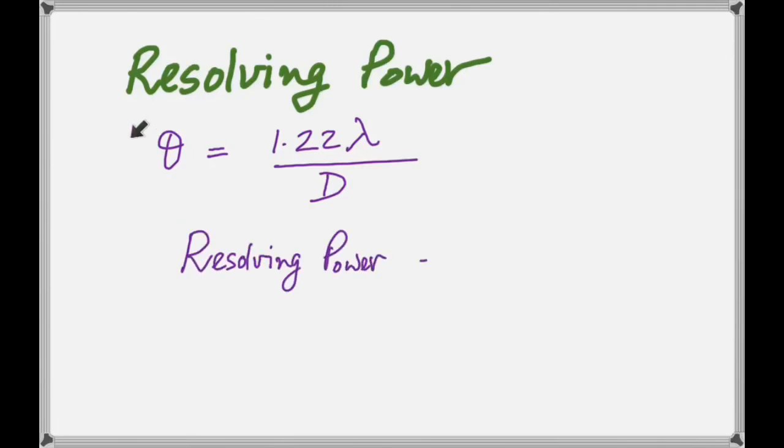Remember that resolving power is inversely proportional to this. So if theta is small, that means the resolving power is big. Obviously, theta is in radians when you have that formula, not in degrees. So that's what you mean by resolving power.